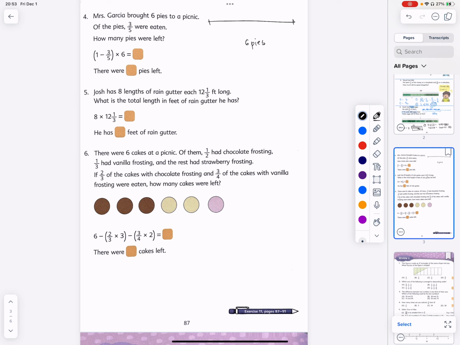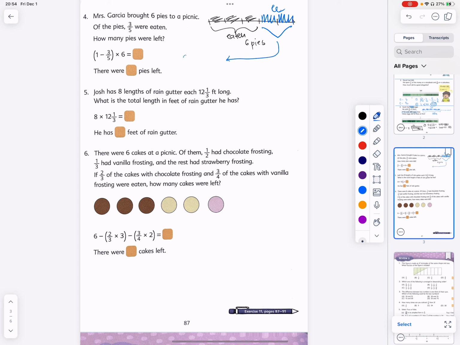Of these pies, 3 out of 5 equal parts were eaten, which means 1 part, 1 out of 5, 2 out of 5, 3 out of 5. That's the part that was eaten. Therefore, the question is how many were left? Well, we know if 3/5 were eaten, that means 2/5 were left, right? This is the section that was left.